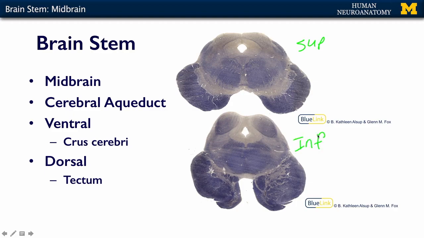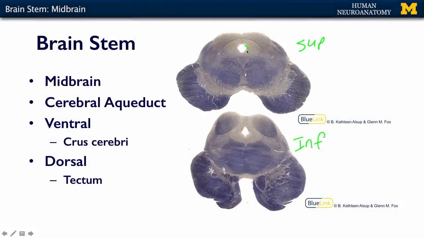Another important landmark that you'll see is, remember we talked about the fourth ventricle, which is on top of the pons and underneath the cerebellum, and we talked about how the lateral ventricles drain into the third ventricle drains into the fourth, and the passageway between the third and the fourth is the cerebral aqueduct, and that is right here, right in the heart of the midbrain. Again, we can see our crus cerebri right here, our superior and inferior colliculus, and our cerebral aqueduct.